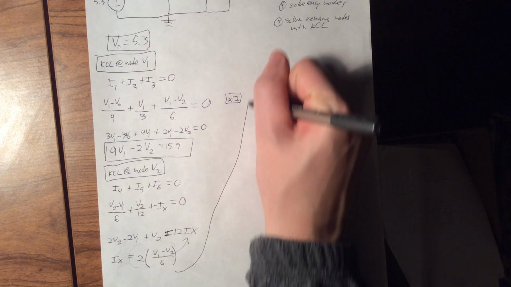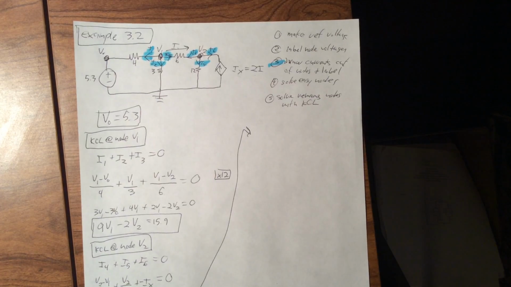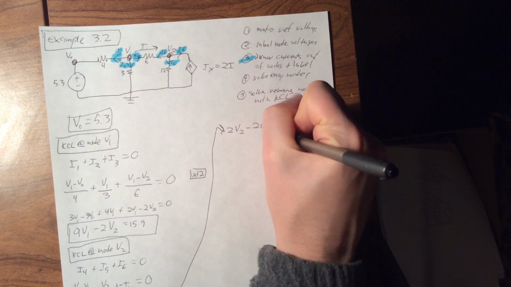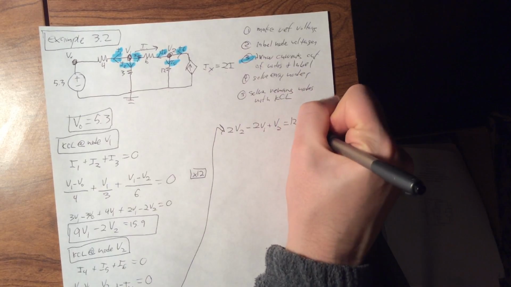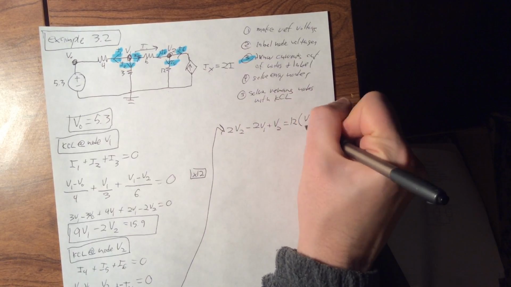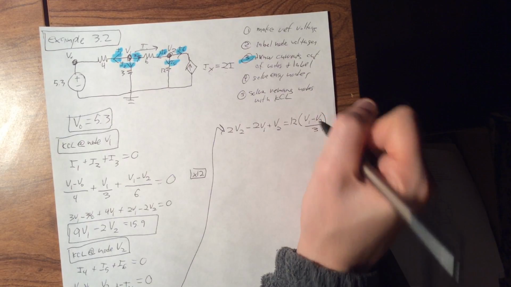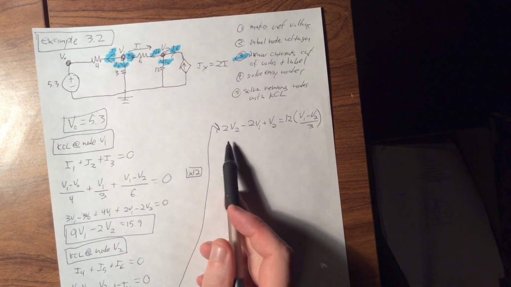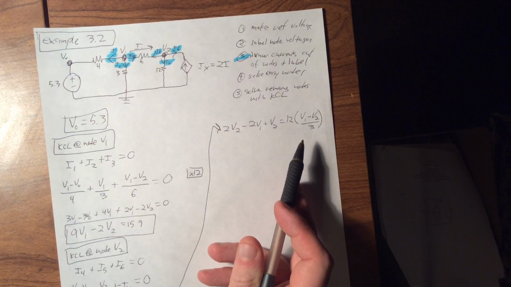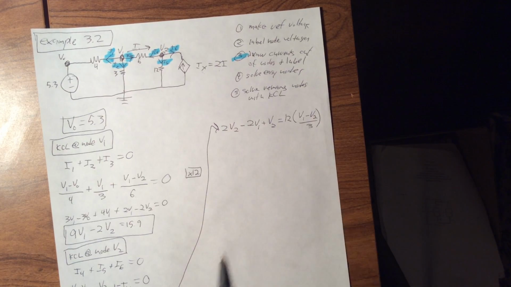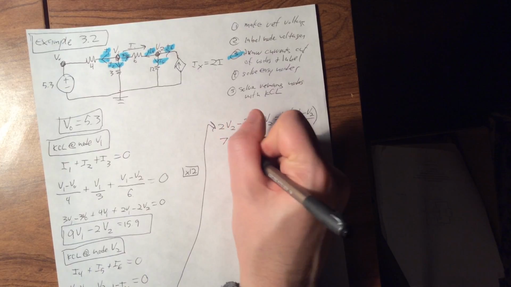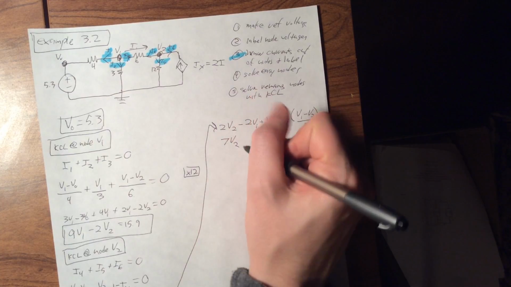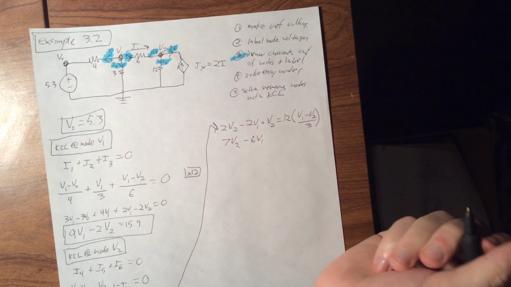And now let's just come right over here to finish this one. We're going to get 2v2 minus 2v1 plus v2 equals 12 times v1 minus v2 over 3. And let us simplify it out a little more. We got 2v1, 3v1, 12, so 4v2, 12, so that's going to be 7v2, I think. 7v2, and then how many v1s? We got 2, 3, 4, 5, 6, minus 6v1.